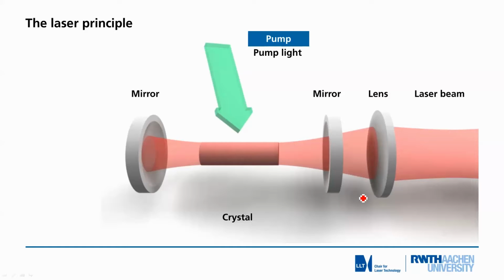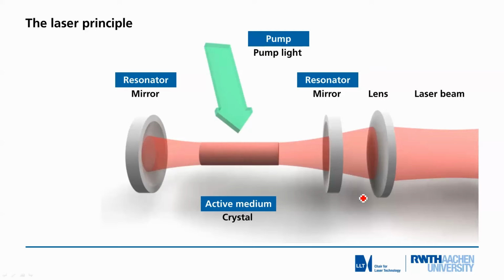The resonator is one of four elements which are necessary for a laser. We need the pump, we need the active medium, and we need the resonator, and maybe some beam shaping elements.